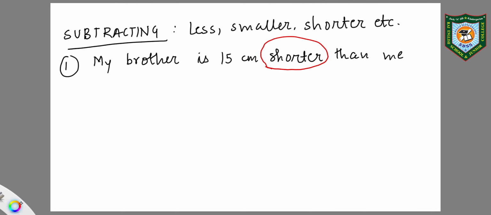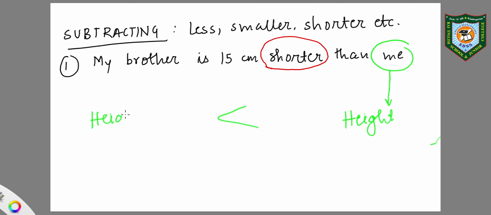The statement says that my brother is 15 centimeters shorter than me. That means the height of this guy is greater than the height of this guy over here. So this height is greater than this height. Therefore, if I say my brother is 15 centimeters shorter than me, I am defining my height as x and my brother's height as y. So clearly, as we can see, x is greater than y. Now back to our solution.